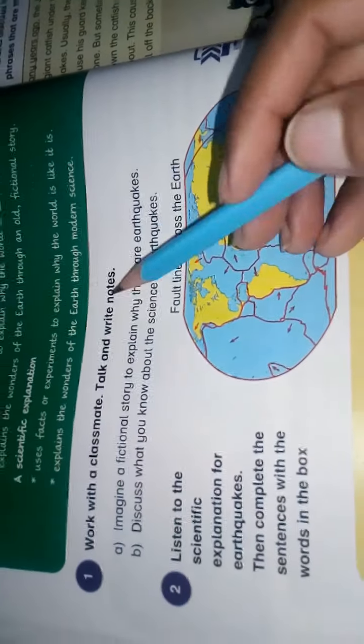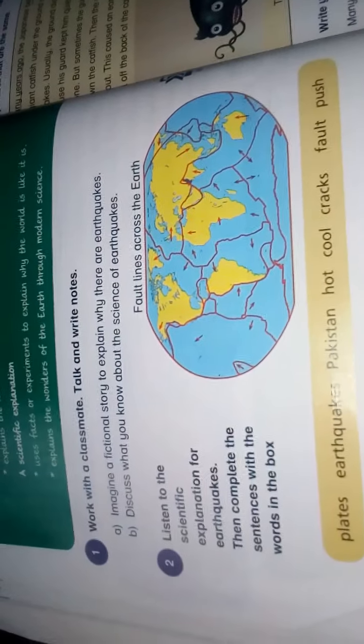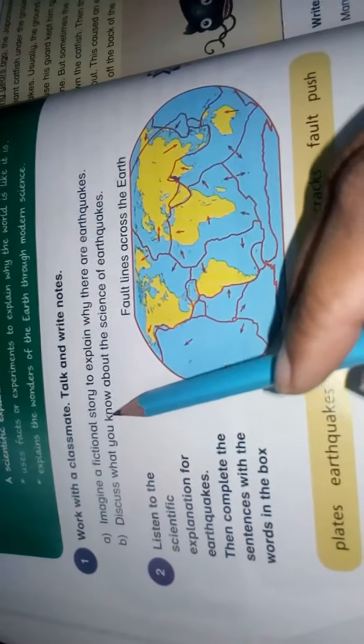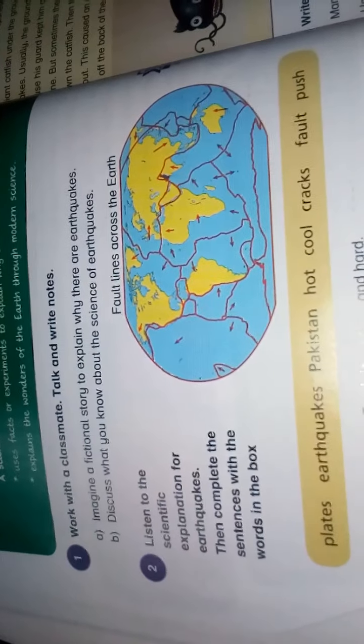Your task is this: talk with your family and write short notes that imagine a fictional story to explain why earthquakes happen, why our earth moves. Discuss what you know about the science of earthquakes. What is the science behind this earthquake?